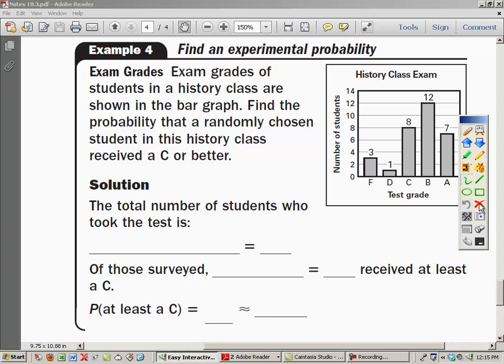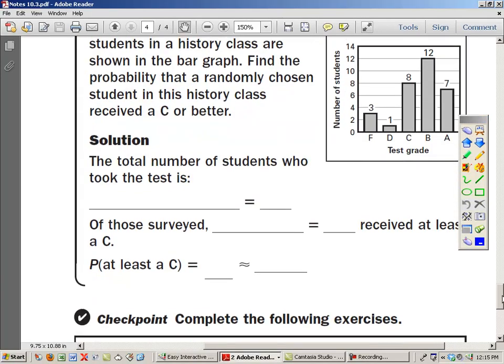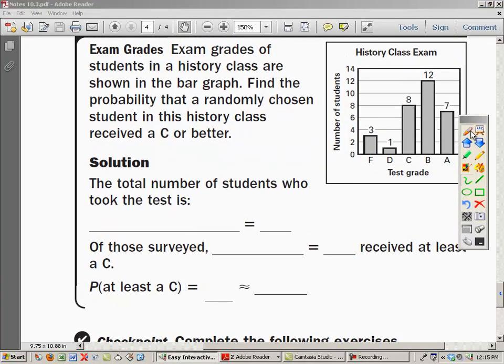It says exam grades of students in a history class are shown in the bar graph at the right. Find the probability that a randomly chosen student in this history class received a C or better. So we want to find the probability that a randomly selected student, we just pick one student out of the crowd, received a C or better.